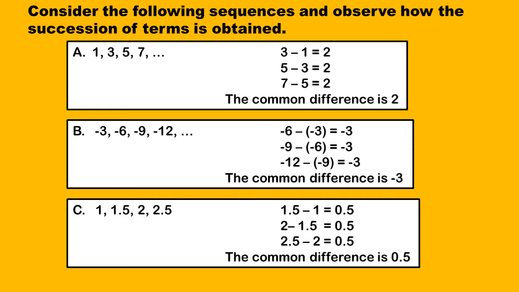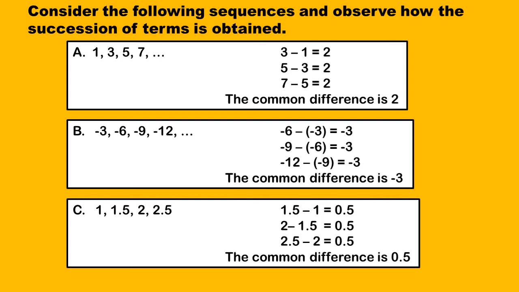In letter B, our sequence is negative 3, negative 6, negative 9, negative 12, and so on and so forth. The same thing that we did in the first sequence. Negative 6 minus negative 3 is negative 3, negative 9 minus negative 6 is negative 3, negative 12 minus negative 9 is negative 3. So our common difference in this sequence is negative 3.